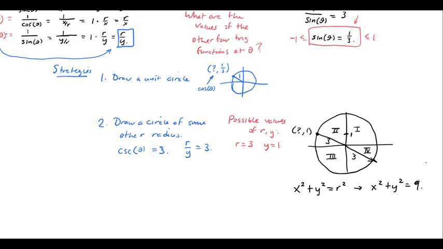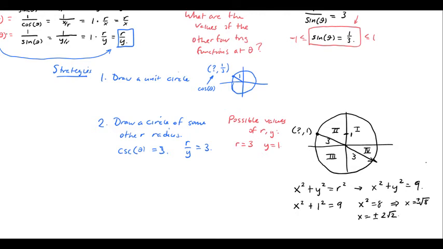I know that y is equal to 1, so I could substitute that in and get x squared plus 1 squared equals 9. So x squared is equal to 8, which means that x has to be the square root of 8, plus or minus. Let's not forget that. So x has to equal plus or minus 2 times the square root of 2.